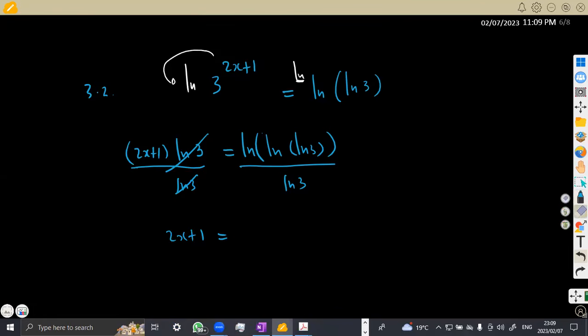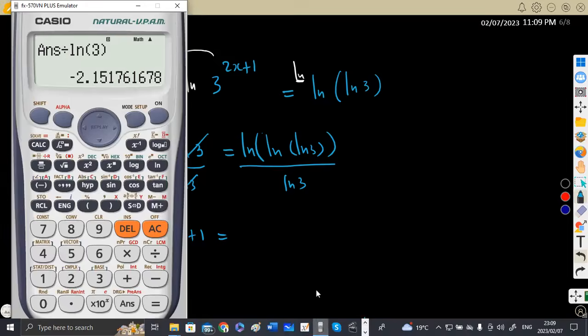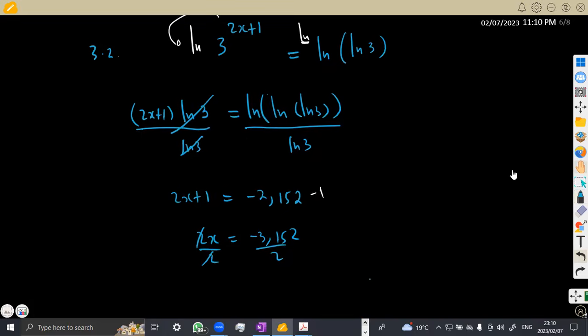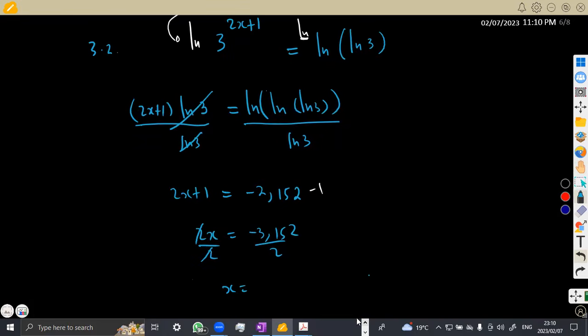We are going to divide again by ln 3. Okay, so let's just write the resultant as it is. So this is going to be negative 2.152. Okay, negative 2.152, because that 7 is going to change. We transpose the positive 1 to the other side of the equation. As you can see, it's a positive. So once transposed, it's going to be a negative 1. So that means we've got negative 2.152, then minus 1, which is going to be negative 3.152. So to find x, we divide by 2 both sides. So our x in this case is going to be negative 3.